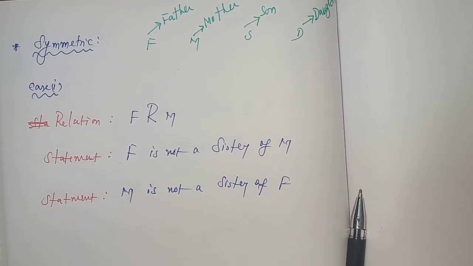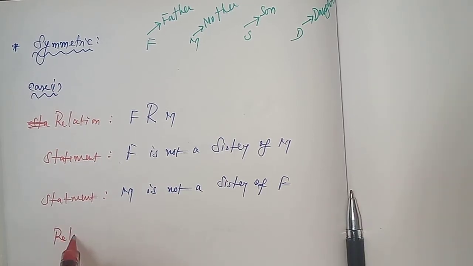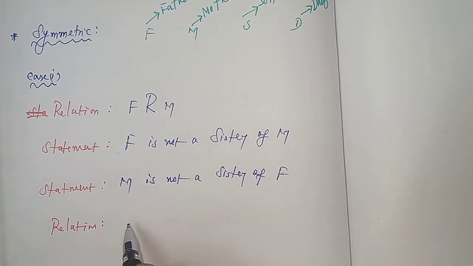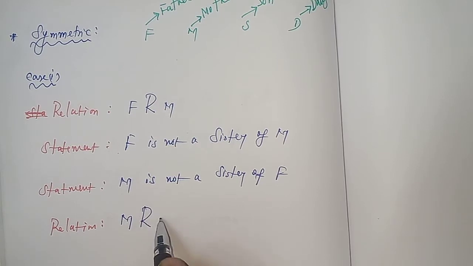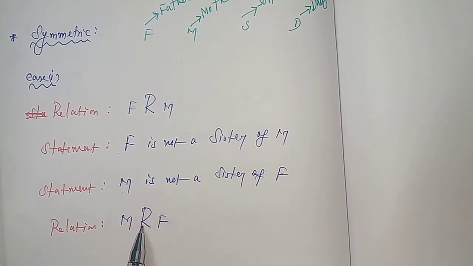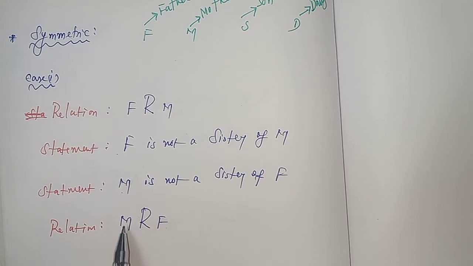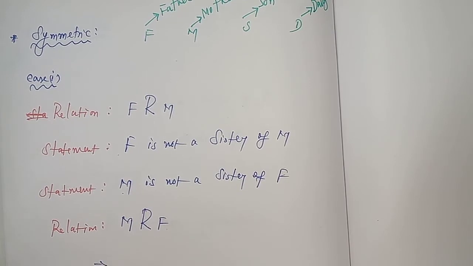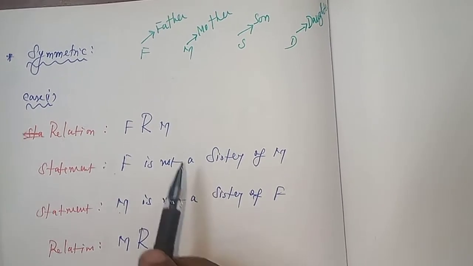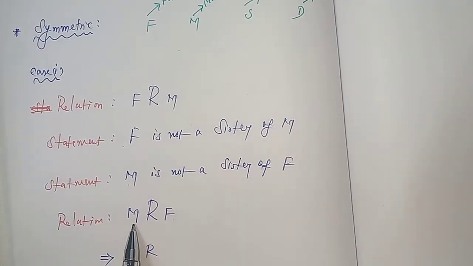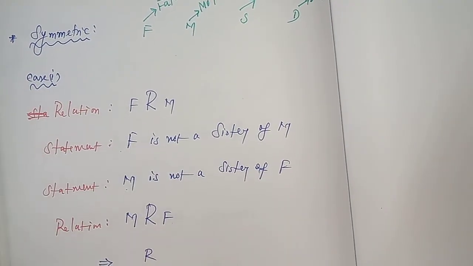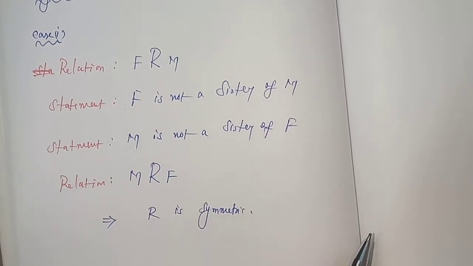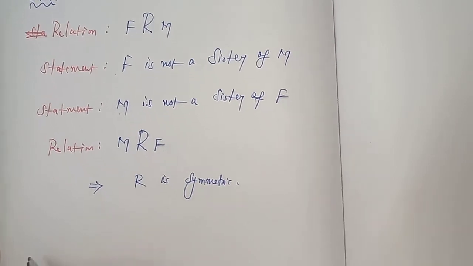So, what have I written at the last? Relation. Whenever the statement is satisfied, you put R only. M is related with F. This R refers to "not a sister", which implies here we start with F R M, here ends with M R F. Symmetry. R is symmetric.